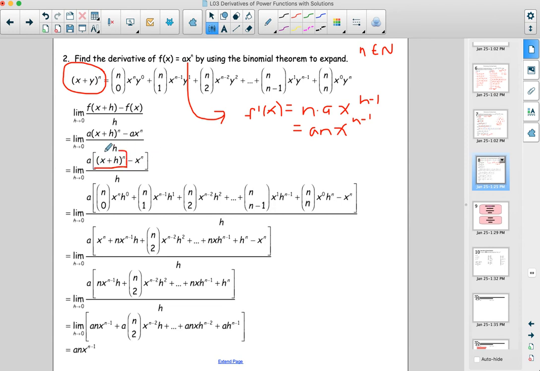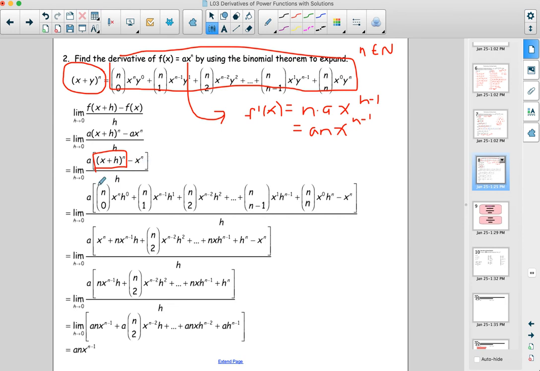Now I'm going to use the binomial theorem to expand, and I know this is an infinite list, and I'm going to plunk that infinite list in here. N choose 0, x to the n, h to the 0. N choose 1, x to the n minus 1, h to the 1. N choose 2, x to the n minus 2, h squared, plus dot dot dot. N choose n minus 1, x to the 1, h to the n minus 1. N choose n, x to the 0, h to the n. And then there's the minus x to the n from there.